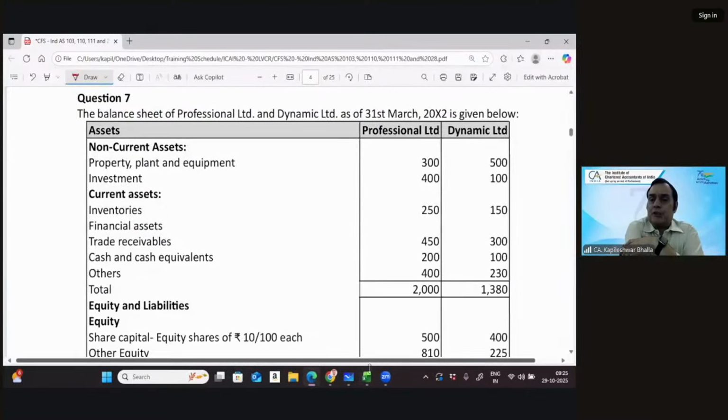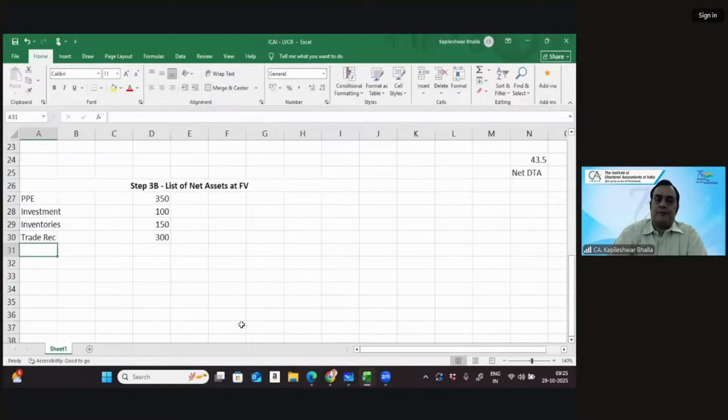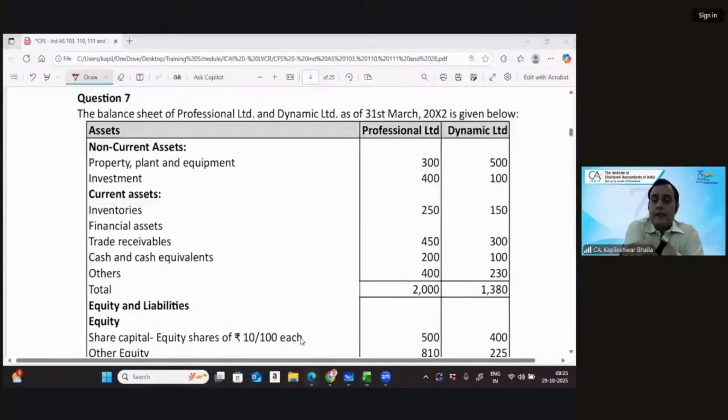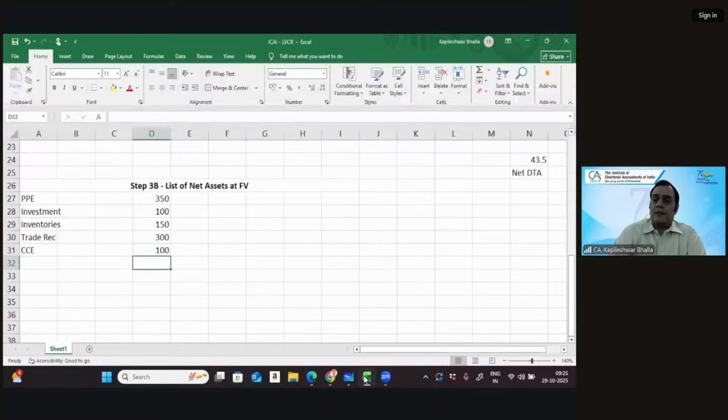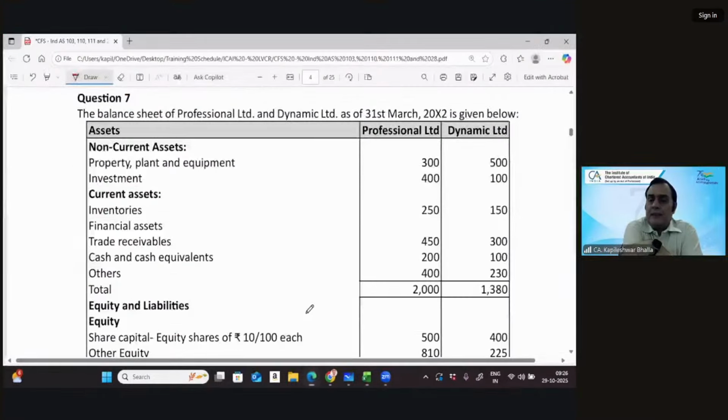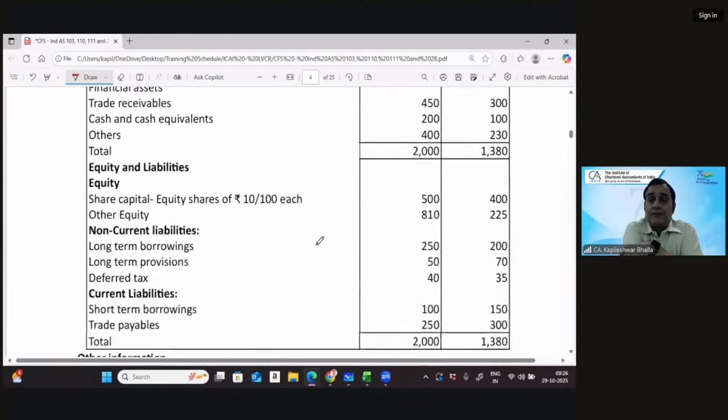Then the next item is the cash and cash equivalents. That is 100. So we take the cash and cash equivalents, I'm putting as CCE. That's 100. And the next I am given is others, that is 230. So we take the other items, that is 230. And we also need to consider a DTA, which was computed as 43.5 in the previous step. Let's merge that as well. I think the asset side is all done. There is a contingent liability which we need to consider, which we'll take later.